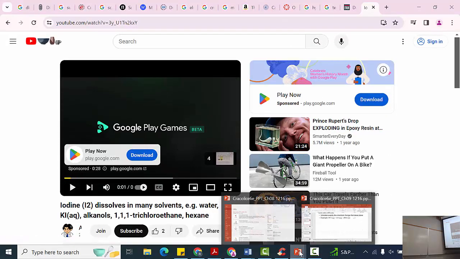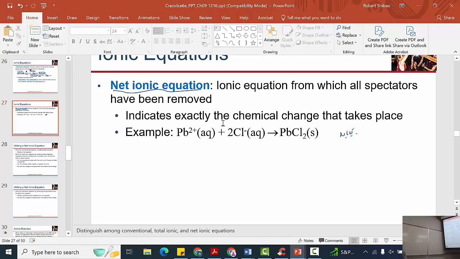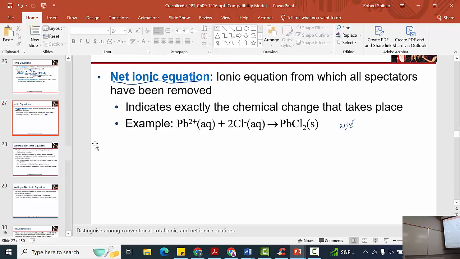In the precipitation reaction, this is an example of a metathesis double replacement, and this is the full analysis where we're doing the CE, the IE, and the NIE. We're going to get some practice with this next time. We're out of time for today.